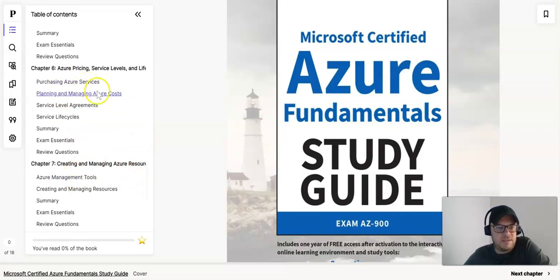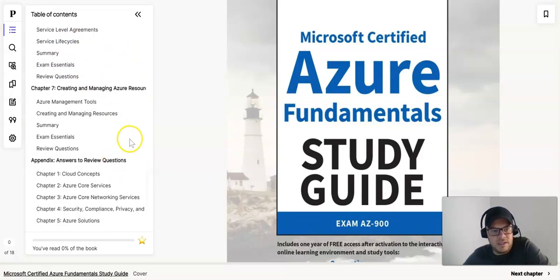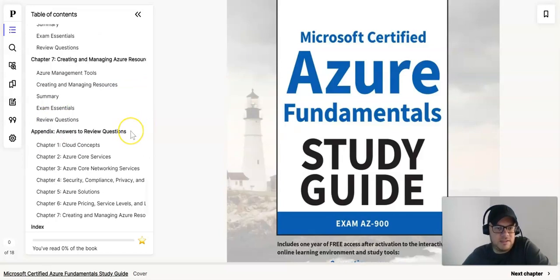And finally, chapter 6, everything is about the pricing, the service levels, how you purchase Azure services, the planning and managing of Azure costs, service level agreements, the service life cycles, the summary, the questions. And the last chapter is creating and managing Azure resources. So the management tools and creating and managing resources in Azure, the summary, and the essentials.